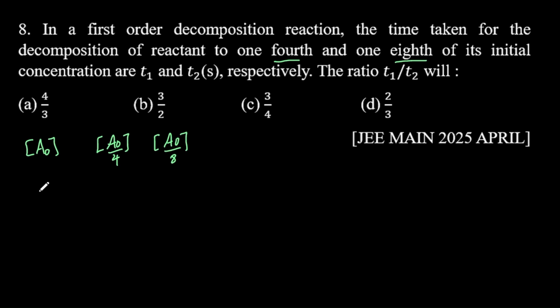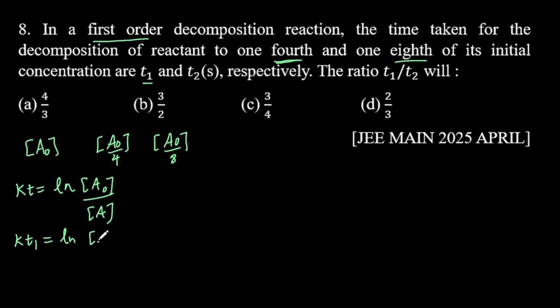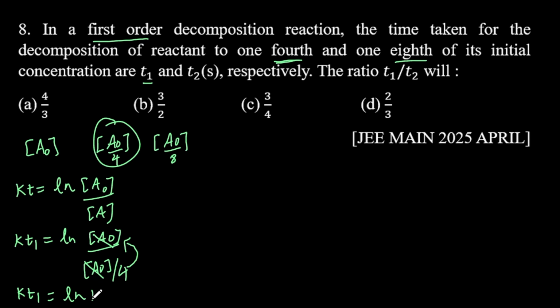So the integrated rate law for first order decomposition, KT equal to ln of concentration of A naught by concentration of A. So here for 1/4, the time is T1. So KT1 is equal to ln of A naught divided by, here A is the 1/4 concentration, that is A naught by 4. So A naught will get cancelled. This 4 is denominator of denominator. It will go to the numerator. Therefore, KT1 is equal to ln of 4.